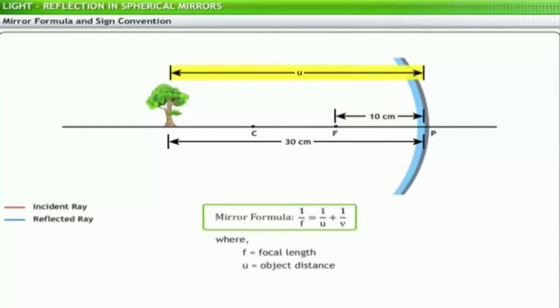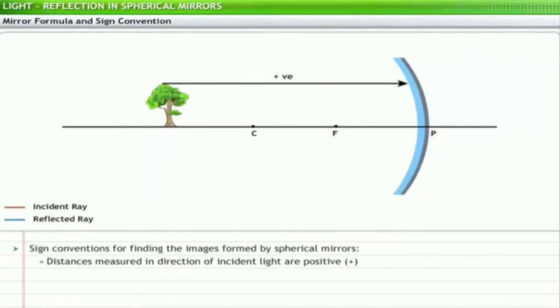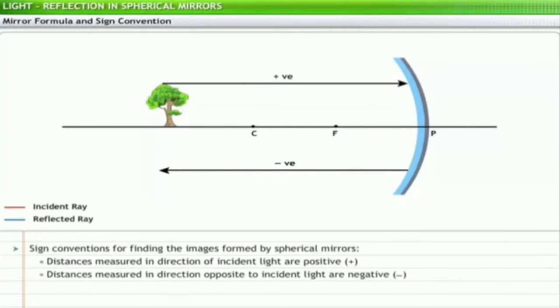Object distance u is the distance of the object from the pole P of the mirror. Image distance v is the distance of the image from the pole P of the mirror. All distances are measured from the pole. The distances measured in the direction of the incident light are taken as positive. The distances measured in the direction opposite to that of the incident light are taken as negative.